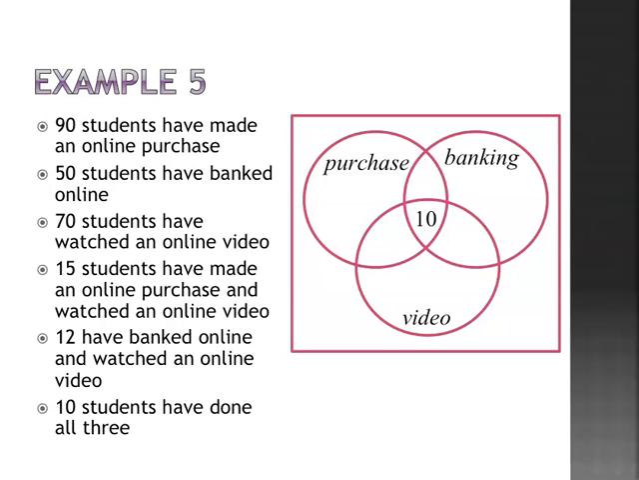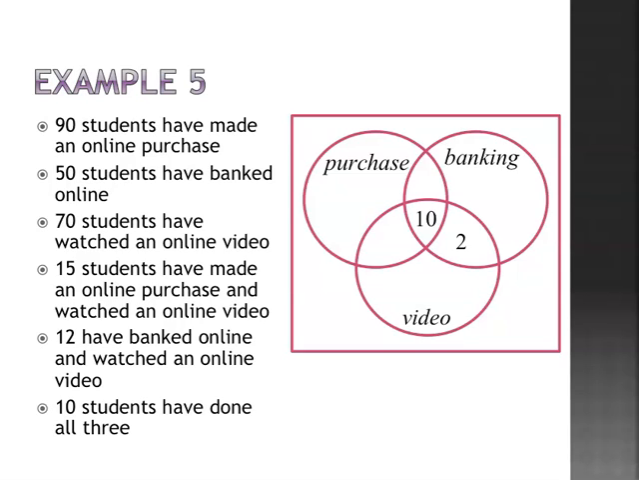Okay. Now we know that there are 12 that have banked online and watched an online video. Well, what does that mean? That means that altogether in that overlap between banking and watching a video, there should be only 12 students. Now 10 have already been accounted for because they've done all 3. So what's left is just 2 that have only done online banking and watched a video.